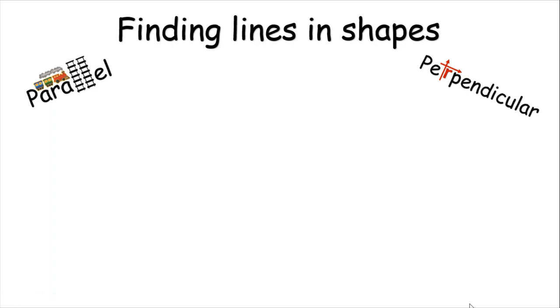As I said, why don't you have a go at having a look around your house and garden and finding some parallel and perpendicular lines. Parallel, choo-choo, and perpendicular, meeting at a right angle. So I'm now going to show you how you can find these lines in shapes.